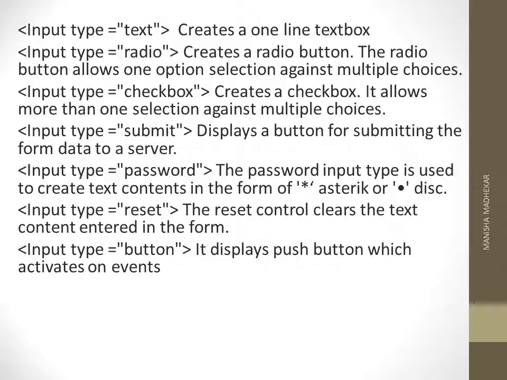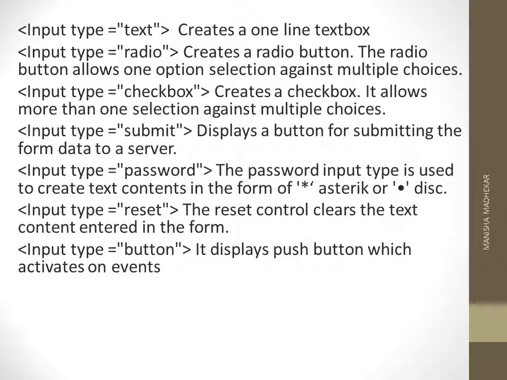Input type is equal to text. This we have previously studied. Creates a one-line text box. Input type is equal to radio. Creates a radio button. The radio button allows one option selection against multiple choices. Input type is equal to checkbox. Creates a checkbox. It allows more than one selection against multiple choices.